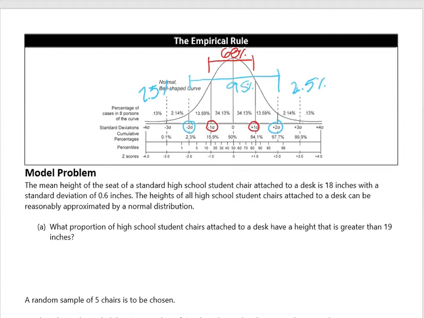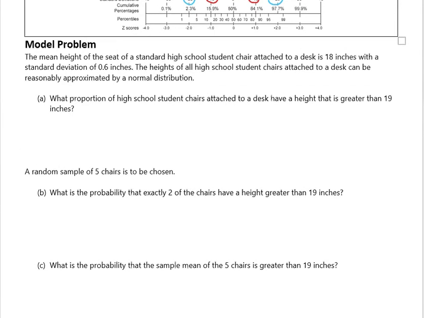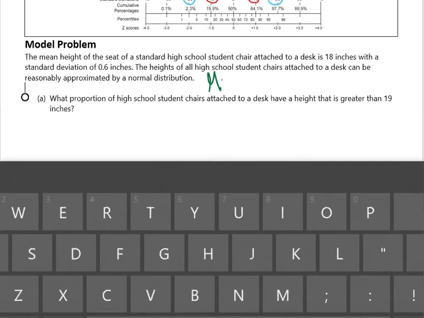So let's look at this model problem. So the mean height of a seat of a standard high school student's chair attached to a desk is 18 inches. So it tells me up front that the mu is 18 inches. Okay.